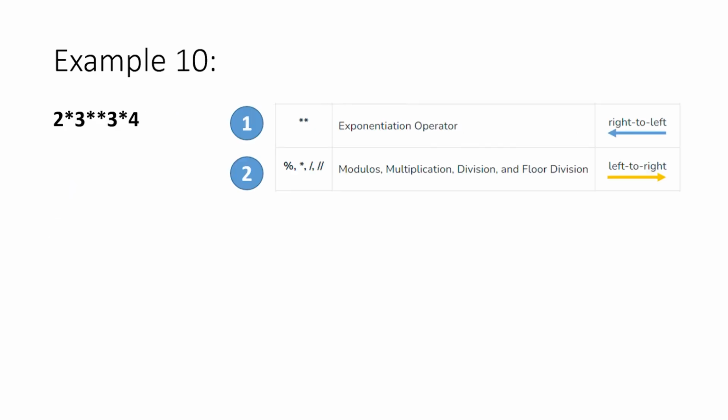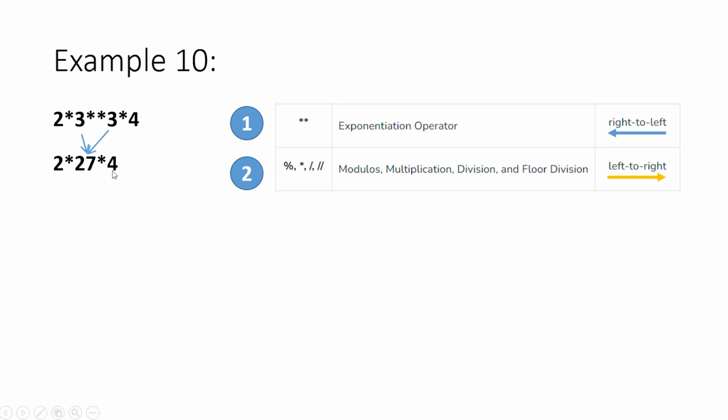Now let us consider the last example. Here I am using the power operator as well as a multiplication operator at the same time. The power operator, or exponential operator, has got the highest priority, highest precedence as compared to the multiplication. Since it has the highest precedence, first 3 to the power 3 will be evaluated, which comes out to be 27, and then we have 2 multiplied by 27 multiplied by 4.